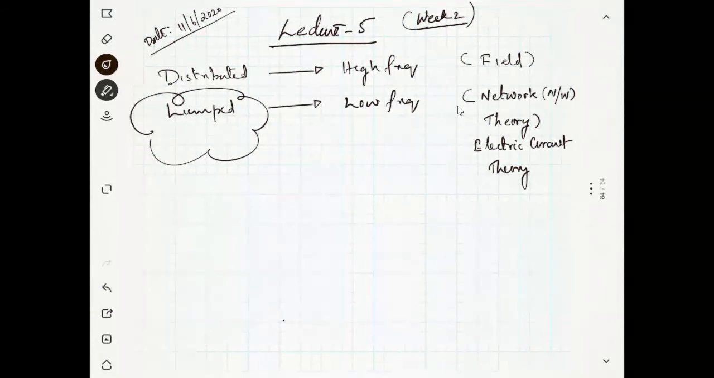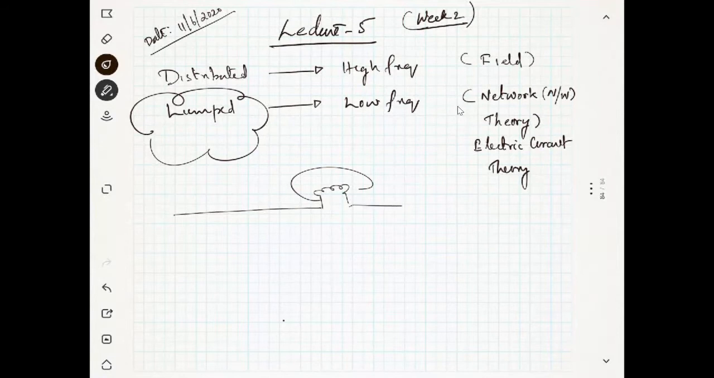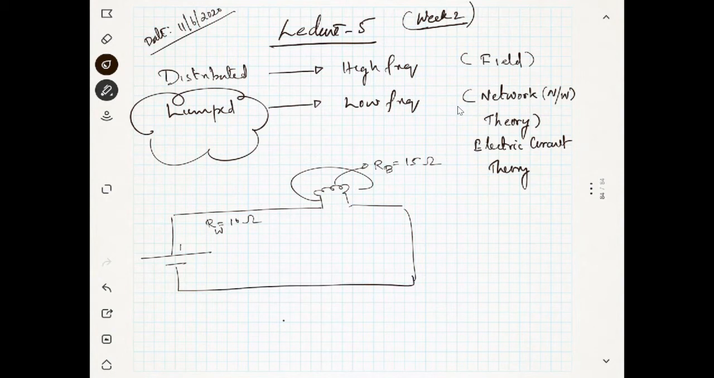Okay. So if you have a wire with a bulb, suppose the resistance of the wire is 10 ohms, and the resistance of the bulb is maybe 15 ohms, and you are giving a DC power supply, with positive and negative terminals. You can model this like this also. There is a 10 ohm, there is a 15 ohm, and you have something like this.